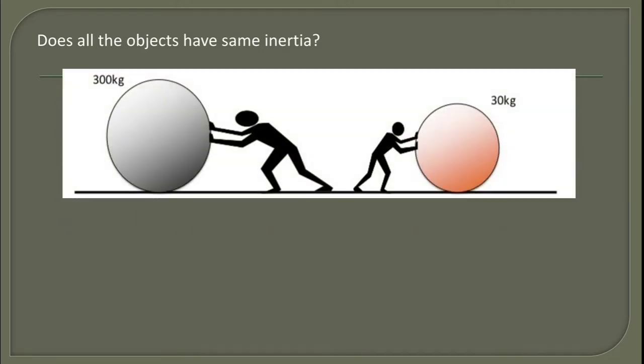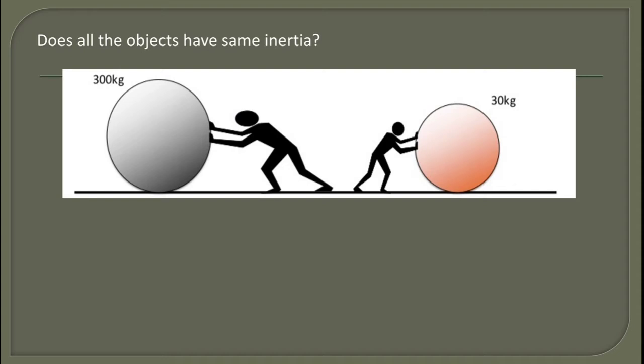So can we say that all the objects have the same tendency to maintain their state of rest or of uniform linear motion? It means, do all the objects have the same inertia? So let us see this example. In this example you can see that two persons are pushing two different objects of mass 30 kg and 300 kg with the same force. Now can you say which object will move easily?